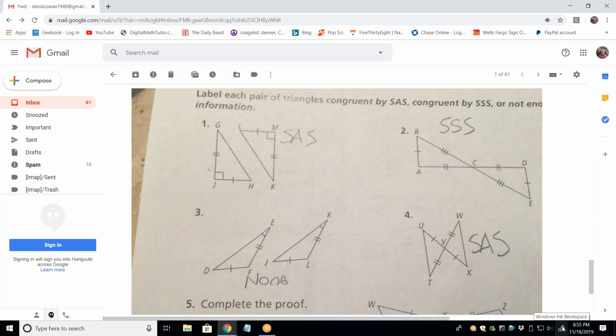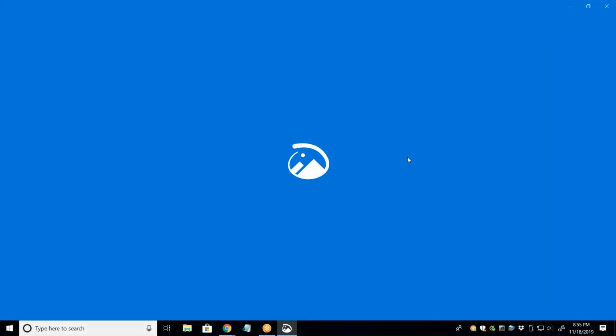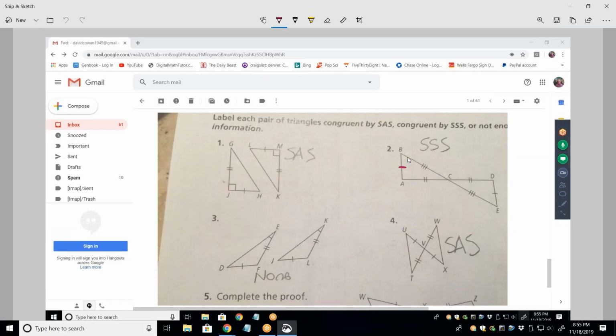Okay, here's what hash marks mean. If you use one hash mark, that hash mark right there means that side is the same as that side. AB is the same as DE. Here they use 2 hash marks because they've already used 1. And these 2 sides are not the same. AC is not the same as AB. But here's the other double hash mark. So AC is the same as CD.